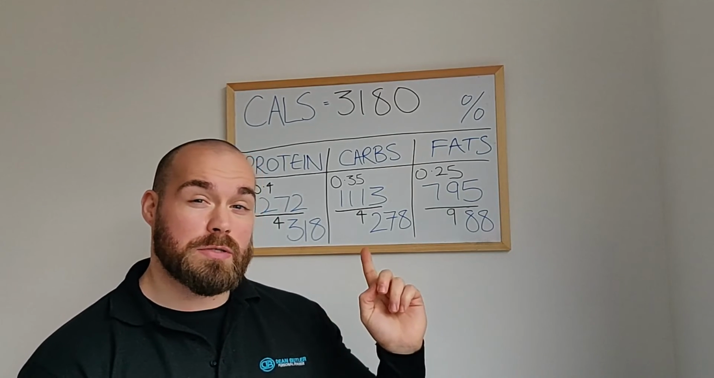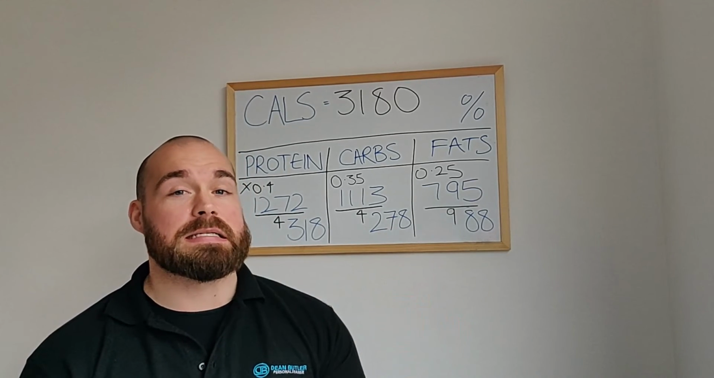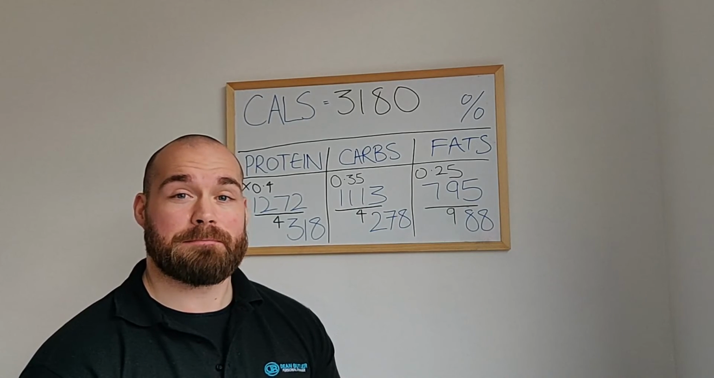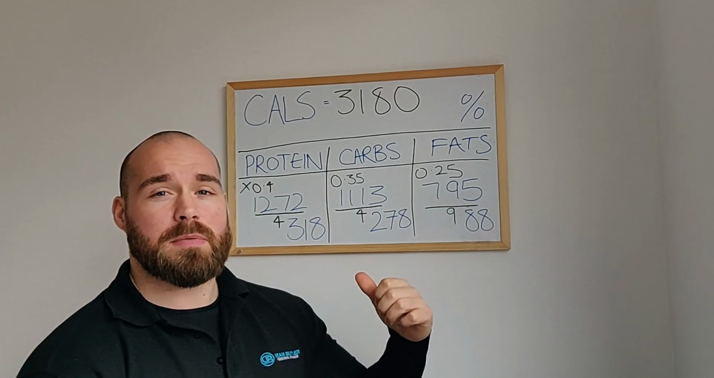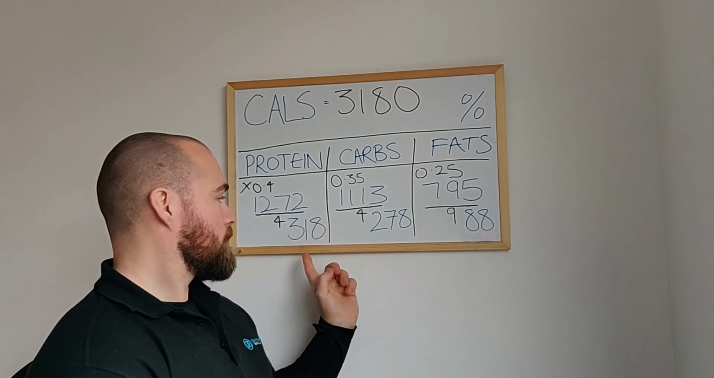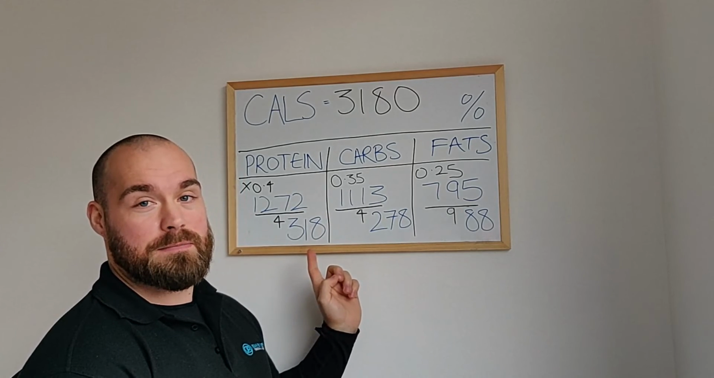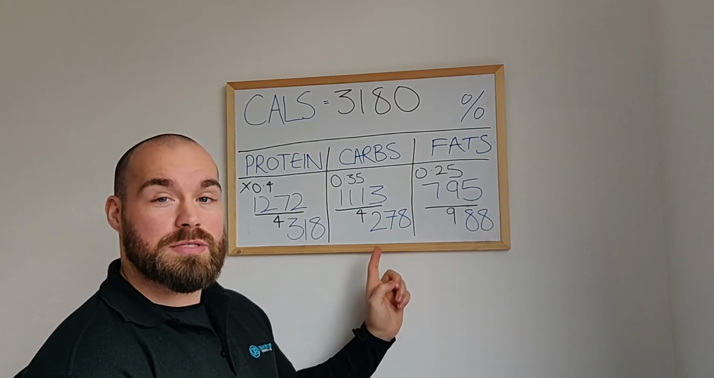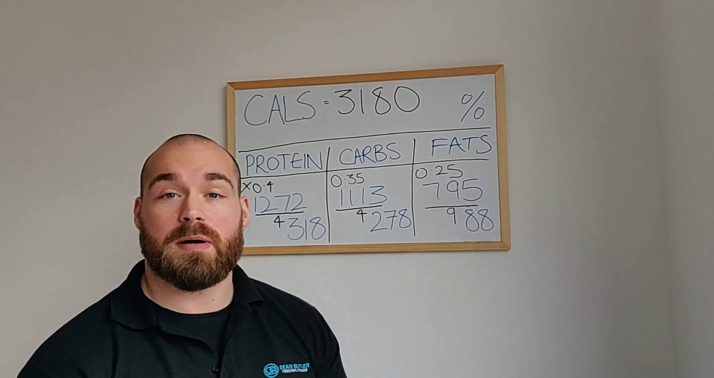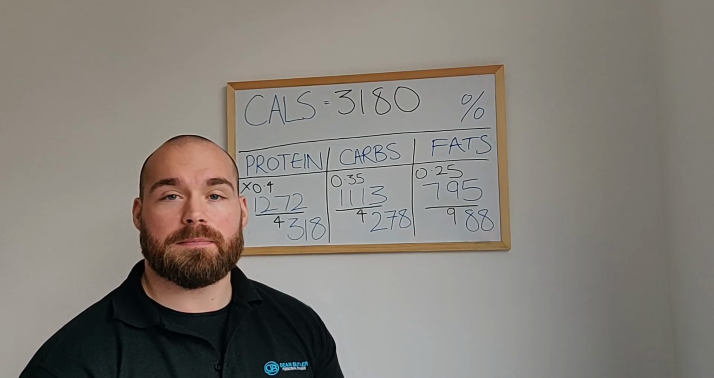So if we take the calories that we know that we need and divide it by that number, that's going to tell us exactly how many grams that equates to and how many grams we need to be shooting for each day. So if I divide my protein and my carb calorie requirements by 4, I need to eat 318 grams of protein a day and 278 grams of carbs a day. Now I divide my fat calories by 9, I need to eat 88 grams of fat a day.